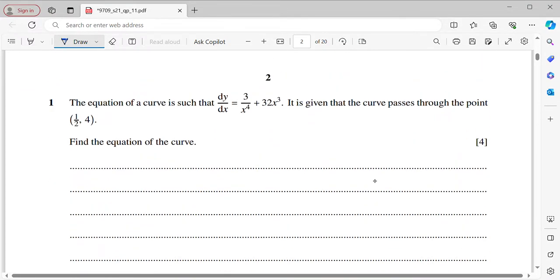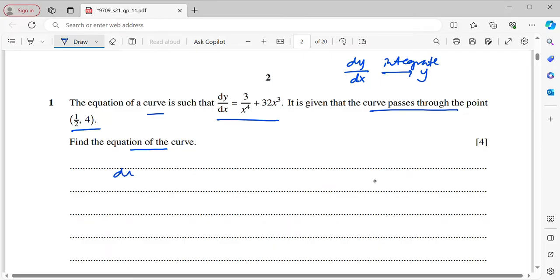Question number 1. The equation of a curve is such that dy/dx is 3 over x to the power of 4 plus 32x cubed. It's given that the curve passes through the point (1/2, 4). Find the equation of the curve. To get the equation of the curve is basically to get the y from the dy/dx, we need to integrate.